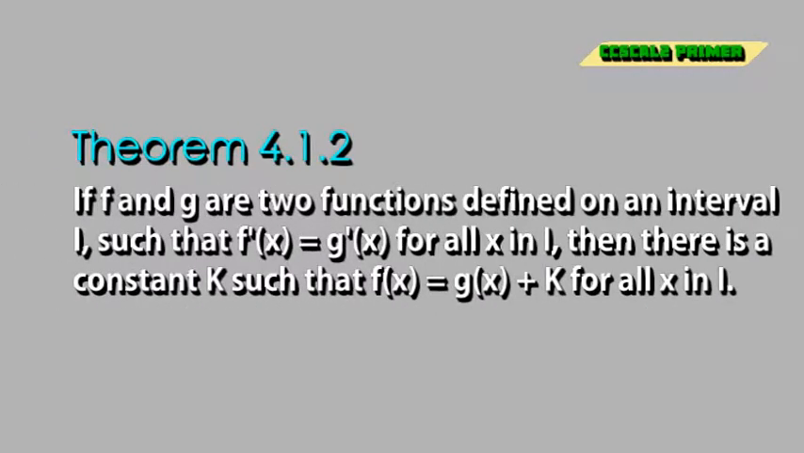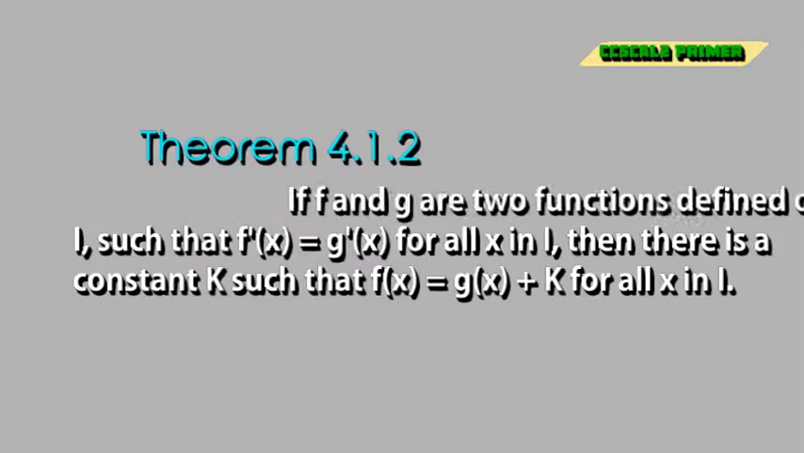If f and g are two functions defined on an interval I such that f prime of x is equal to g prime of x for all x in I, then there is a constant k such that f of x is equal to g of x plus k for all x in I.